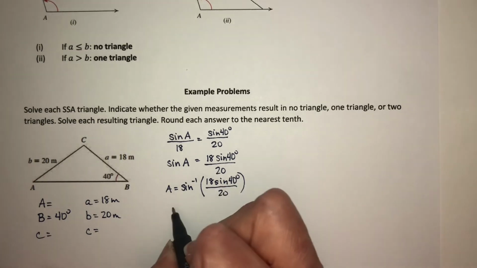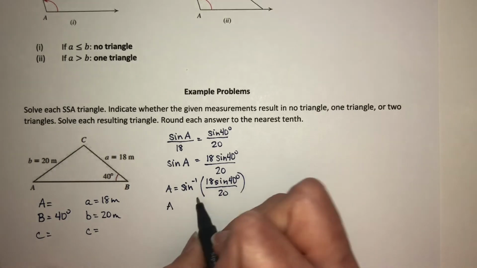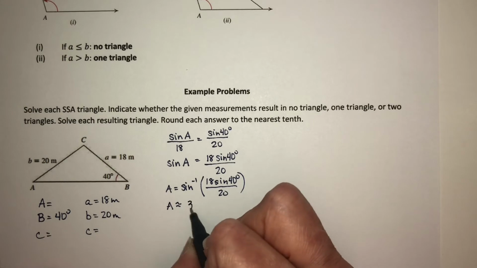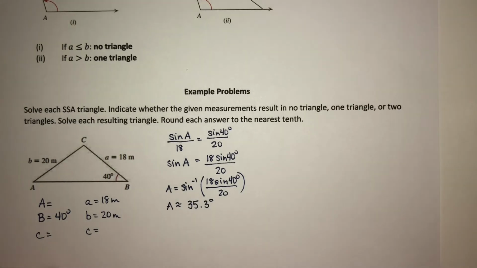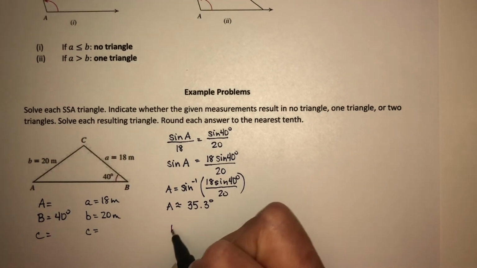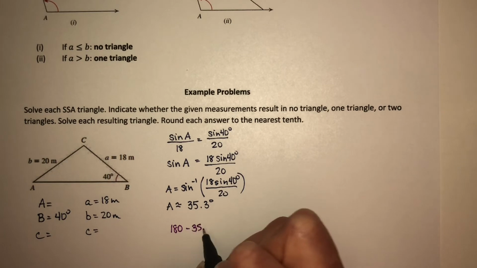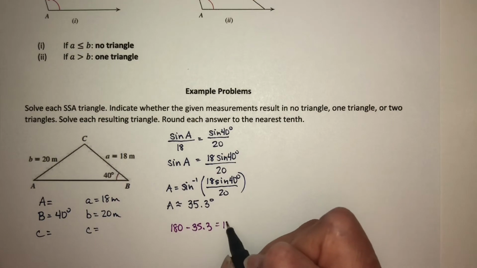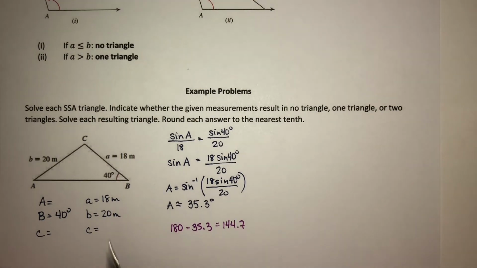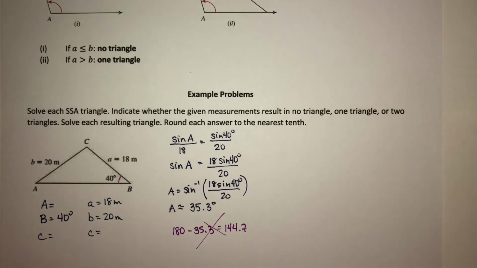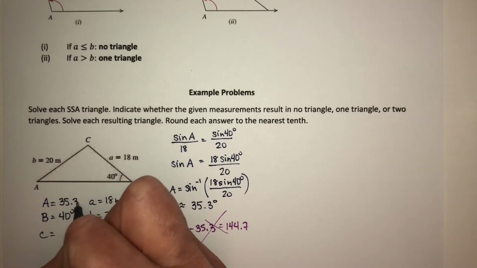If you use this in your calculator, rounding to the nearest tenth, you get that A is approximately 35.3 degrees. Now, the other possibility would be 180 minus 35.3, and that will give you 144.7. And then if you add the other angle that we know, we get something larger than 180, so that's not a good possibility here. We only have one triangle, and our A value would be 35.3 degrees.